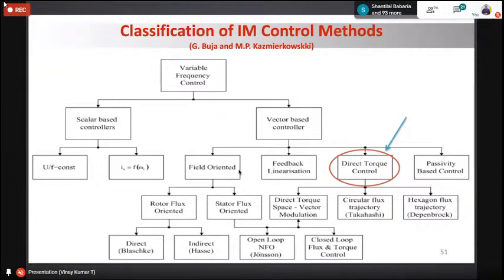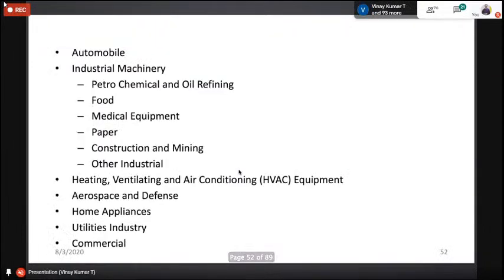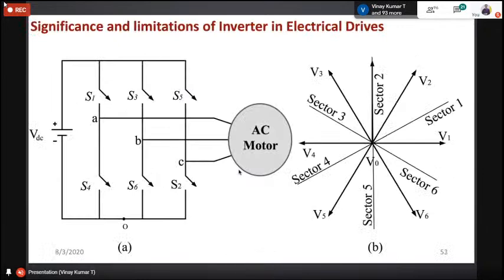Coming to direct torque control method, the main advantage is it is less parameter sensitive, and implementation is very simple. The dynamic response of the torque in direct torque control method is faster than the FOC method, right? Next, what are the challenges?